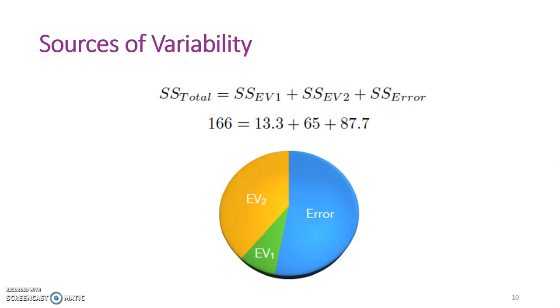Okay, and so this shows us how those sources of variability break out in our particular example. So the total sum of squares in our example is 166, and we just calculated the sum of squares for gender, which was 13.3, and the sum of squares for the condition, which was 65. And then we have the leftover error sum of squares, which would be 87.7. And that gives us the total sum of squares of 166. So think about that total as the whole pie that's broken out here into the different predictors and the error sum of squares.